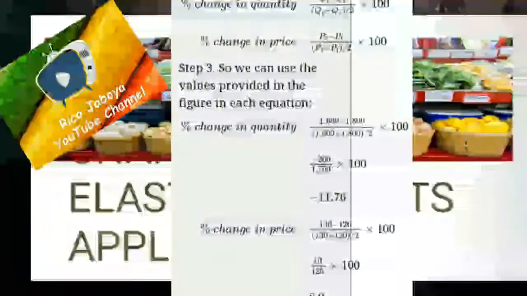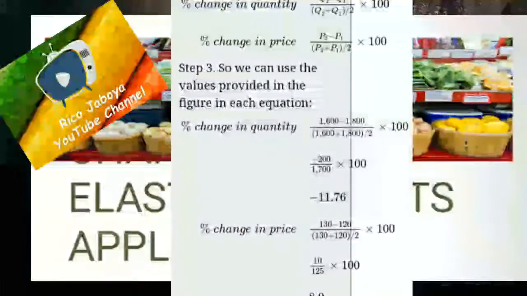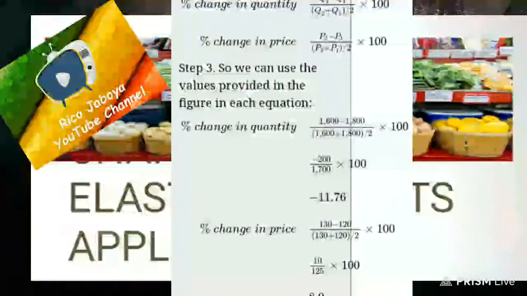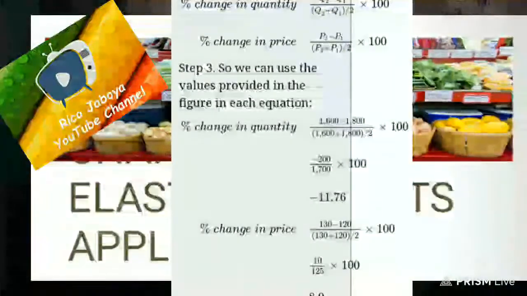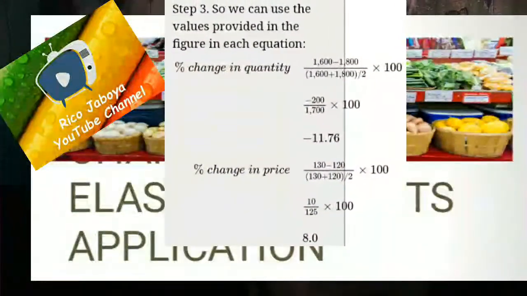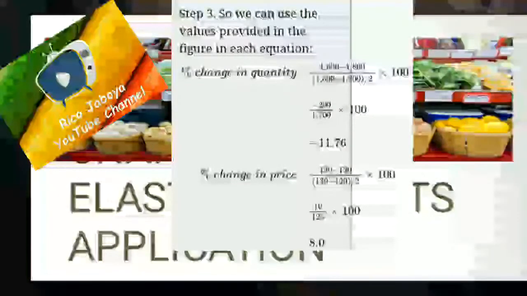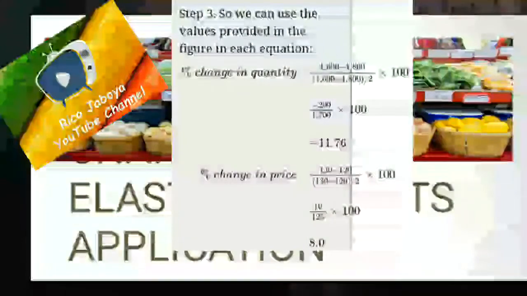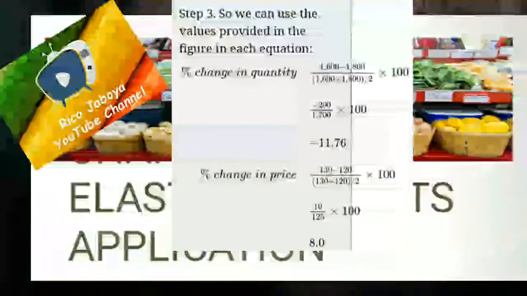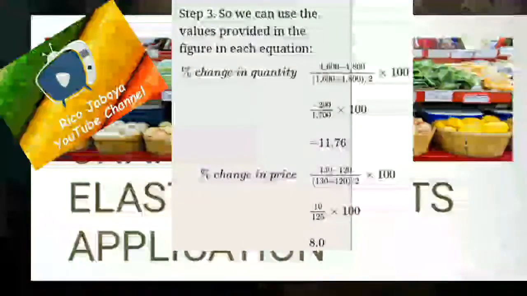Then we're going to divide negative 200 by 1,700 and multiply by 100, and the answer will be negative 11.76. That will be the quantity, 11.76. In terms of the change in price, we will have 130 less 120 equals 10. Then 130 plus 120, all right. Then divided by 2 will equate to 125, multiplied by 100, and the answer will be 8.0 in terms of the price.